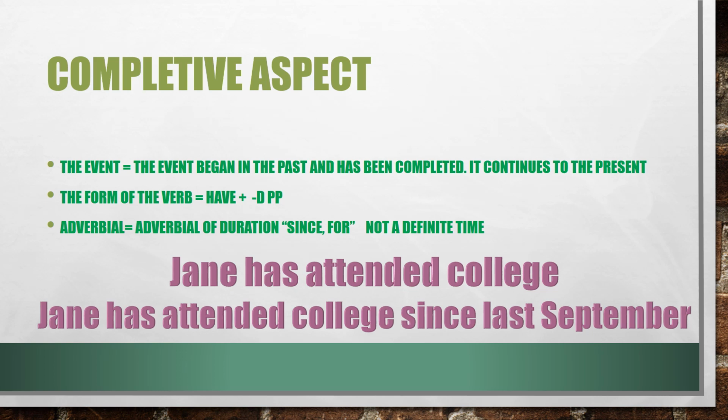For example, Jane has attended college. Here the verb phrase confirms that the action is what? Completed. The event is finished, completed. So it is what? Completive aspect. Jane has attended college since last September. Here the adverbial confirms for me that the aspect is what? Completive.